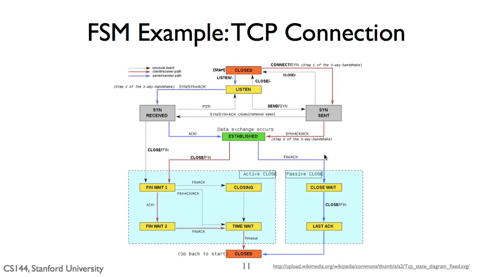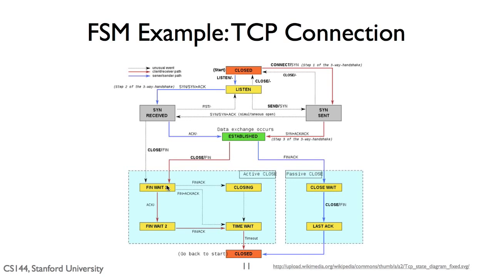There's symmetry between how TCP sets up a connection and how it tears it down. Where connection establishment uses synchronization or SYN packets, connection teardown uses finish or FIN packets. If one of the sides of the connection calls close, it traverses along the right edge on the left to the FIN wait 1 state.